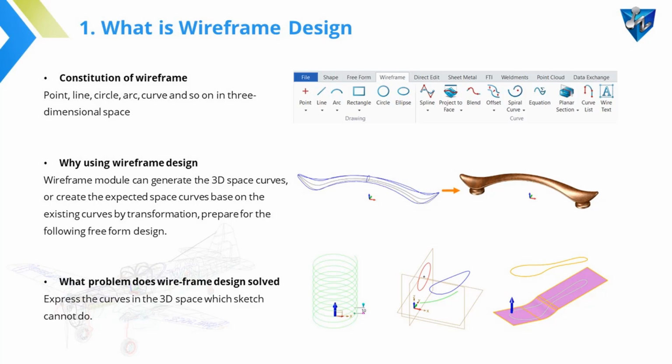The wireframe function is widely used in freeform design because before we create the surface, we should draw the 3D space curves in advance as the framework, or base on the existing curves to create the expected space curves by transformation. And by using wireframe design, we can express the curves in 3D space, which sketch cannot do.